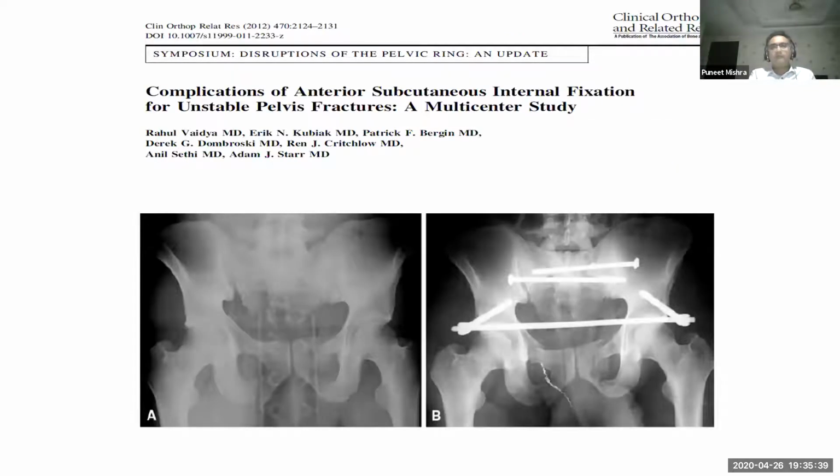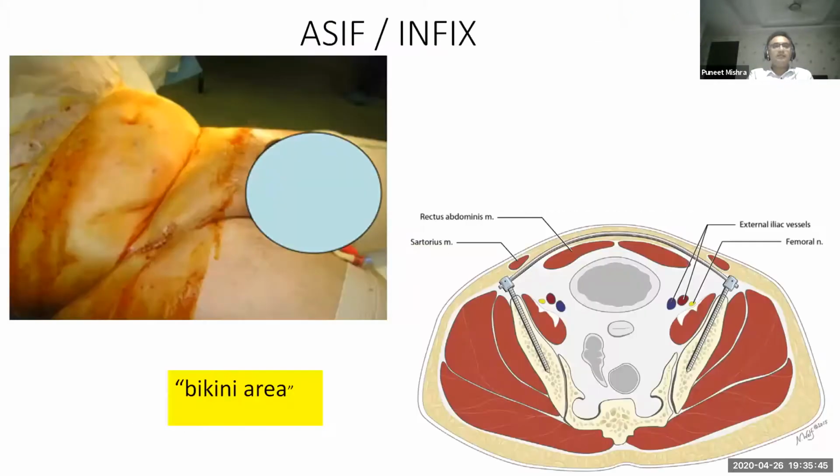So here is an example where a posterior injury has been managed by iliosacral screws and the anterior injury was managed by an INFIX. So you target the beginning area where you... small complaint of lateral femoral cutaneous nerve irritation or heterotopic ossification and impingement to the important neurovascular structures.